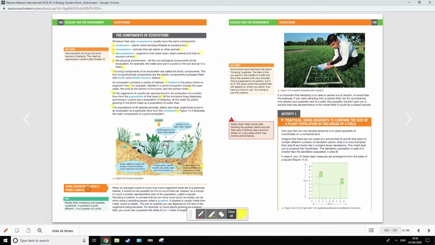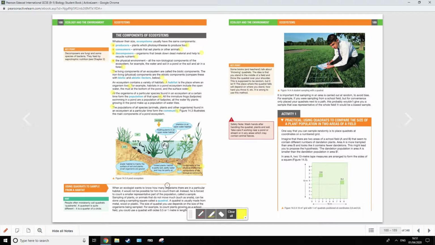Carrying on, using quadrats to sample from a habitat. Usually people mistakenly call them quadrants. A quadrant is quite different. It's a quarter of a circle. Okay, it's a different thing. But when we talk about ecology, we talk about quadrats.